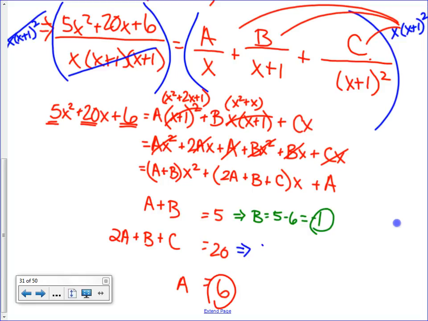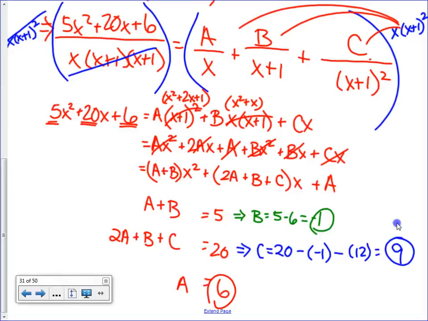So c equals 20 minus b minus 2 times 6 plus 1, 21 minus 12 is 9. Right? Hold on, double check. 2 times 6 is 12. 12 minus 1 is 11. 11 subtracted 9. Good? So then, what does that all lead me to?